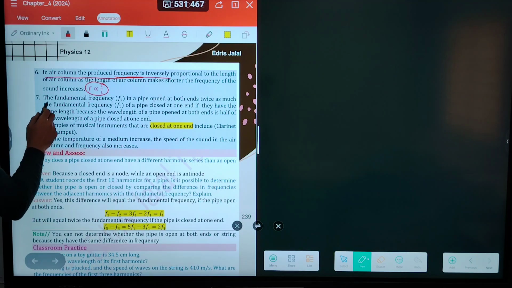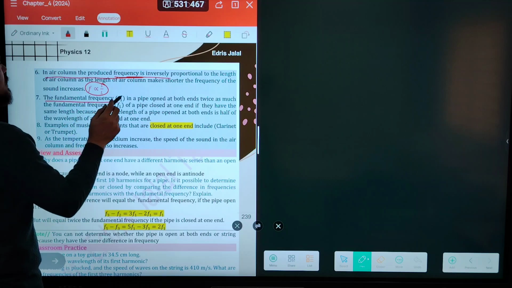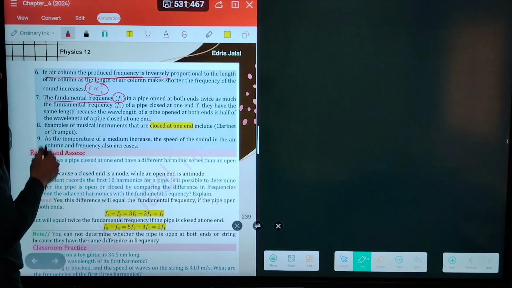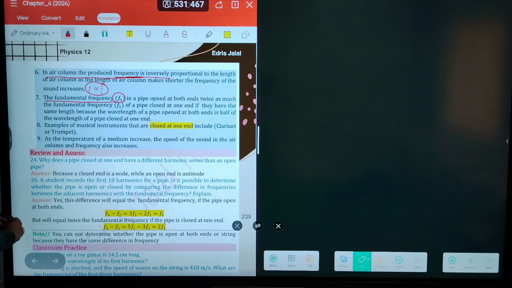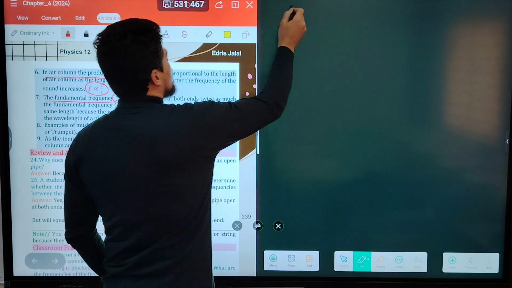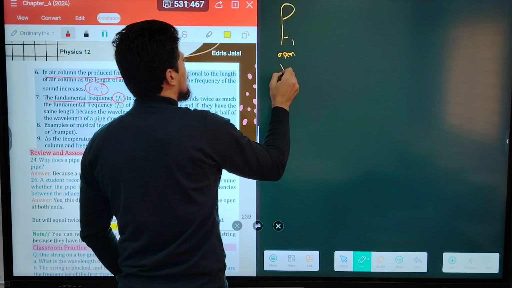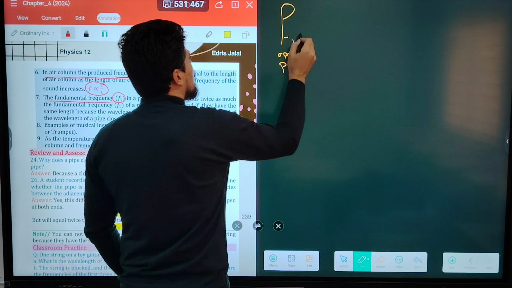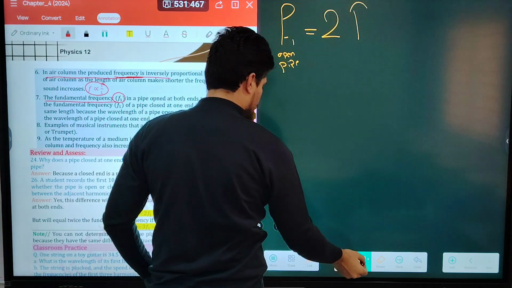The fundamental frequency f1. What do you mean by fundamental frequency f1? In a pipe open at both ends, it is twice the fundamental frequency f1 of a pipe closed at one end. Guys, can we say f1 in the open pipe is equal to twice the frequency of what?